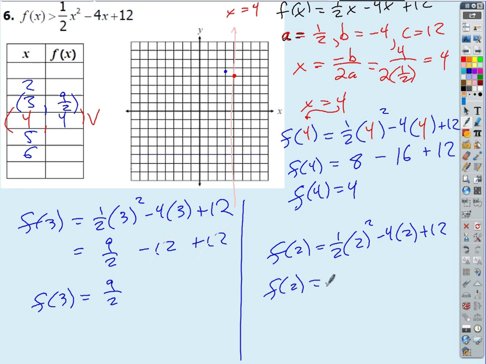So what do I get? 1/2 times 4 is 2, minus 8 plus 12. So 2 plus 12 is 14 minus 8. So what's f of 2? 14 minus 8 is 6. There you go. So we get the point (2, 6). So I go over 2 and I go up 6. That's right there. That's a little better point, right?